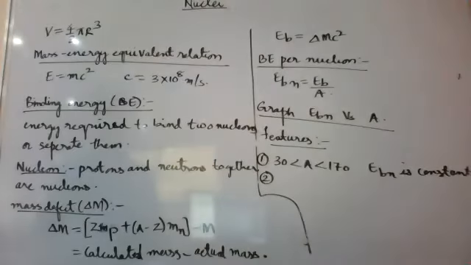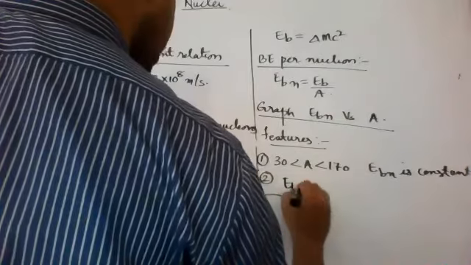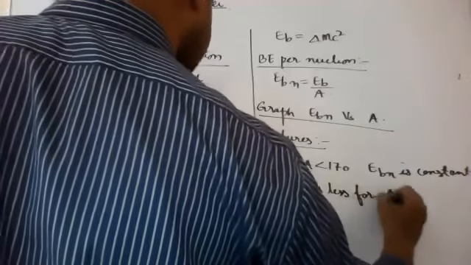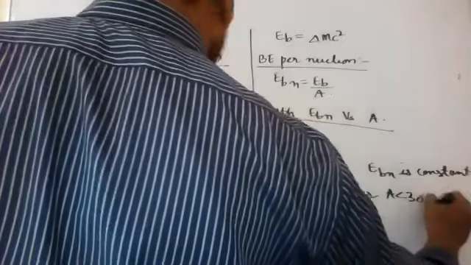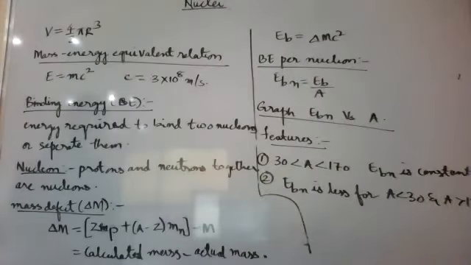The second point is that the binding energy per nucleon is less for A less than 30 and A greater than 170. That is, EBN, the binding energy per nucleon, is less for the elements whose mass number is less than 30 and greater than 170. These are the two features.